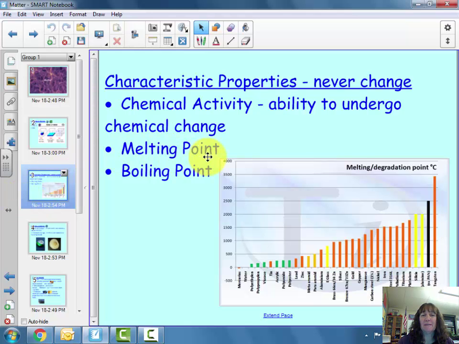Another characteristic property is the melting point, the temperature at which it starts turning into a liquid. The boiling point is also a characteristic property, the temperature at which it starts turning into a gas. These are specific for certain elements found on the periodic table, and also things like water. We compare everything to water. That's why when you look at this graph, there's nothing there at water, because water melts at 0 degrees Celsius. But when you get up to tungsten, that's almost 3,500 degrees. So they all have different temperatures at which they melt and boil.